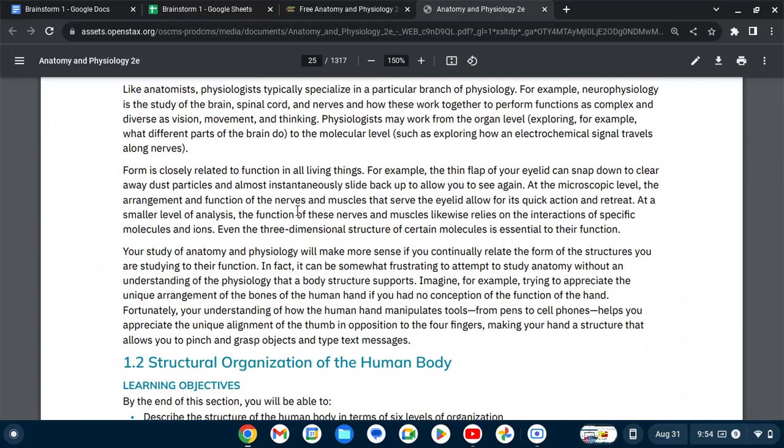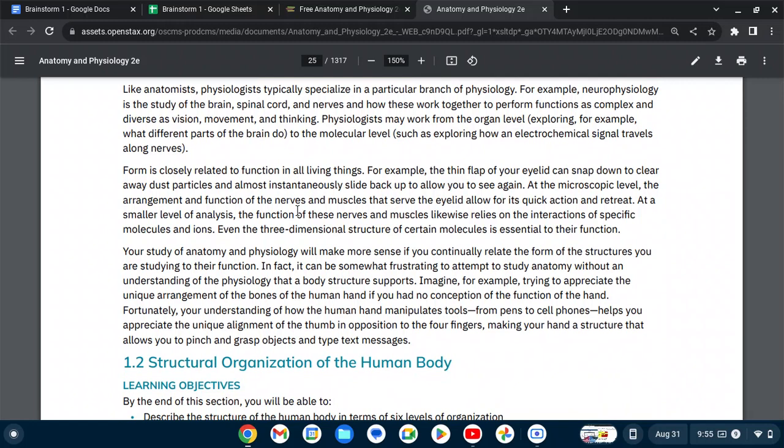Form is closely related to function in all living things. For example, a thin flap of your eyelid can snap down to clear away dust particles and almost instantaneously slide back up to allow you to see again. At the microscopic level, the arrangement and function of the nerves and muscles that serve the eyelid allow for its quick action and retreat. At a smaller level of analysis, the function of these nerves and muscles likewise relies on the interactions of specific molecules and ions.